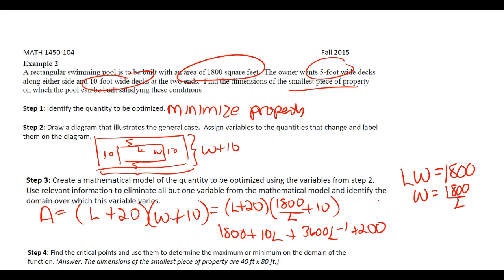Right? And if I simplify that, this is my area. I get this to be 10L plus 3600 L to the minus 1 plus 200. That's my area. I'm going to move to the next page and rewrite that.